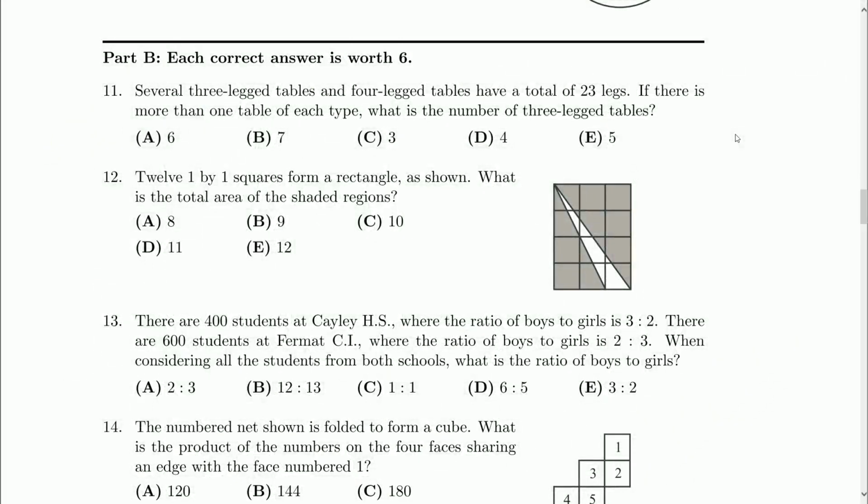Root Beer here with question number 12 on our 2010 Pascal paper. 12 1x1 squares form a rectangle as shown, so it's a nice little 3x4 rectangle. What is the total area of the shaded regions? Okay. So there's sort of two ways to go about doing this.